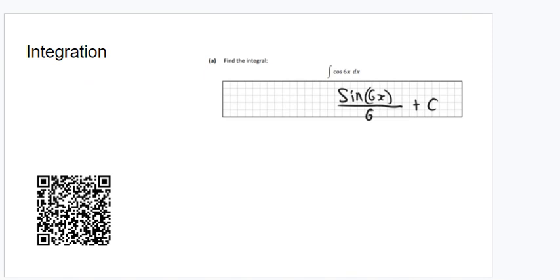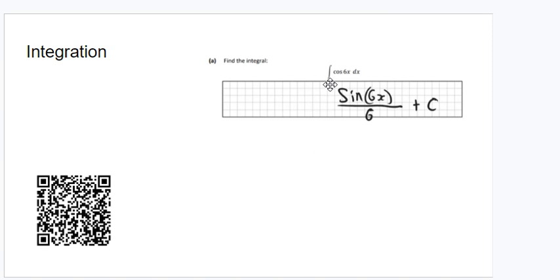Right, we're nearly done. Integration. This was a nice integration you need to know as well. There's not going to be as much integration as differentiation usually on the paper. Sometimes it might be close enough actually. But here, this was a very simple question.